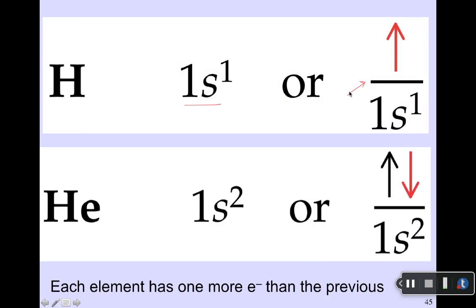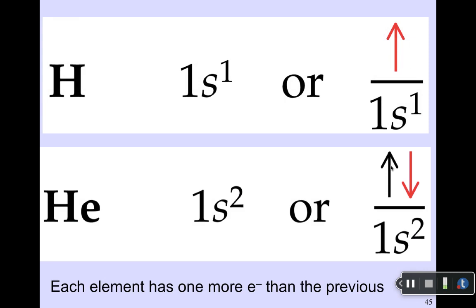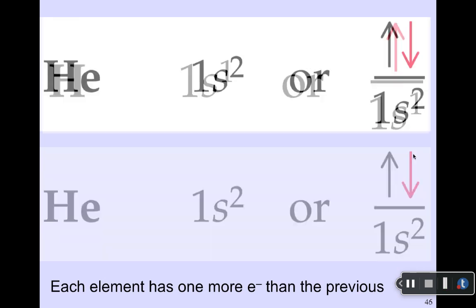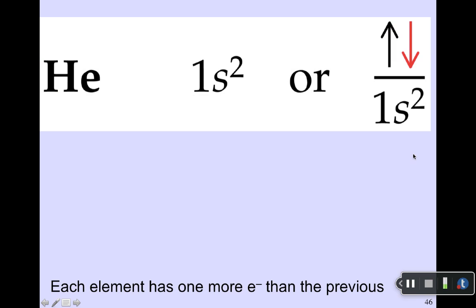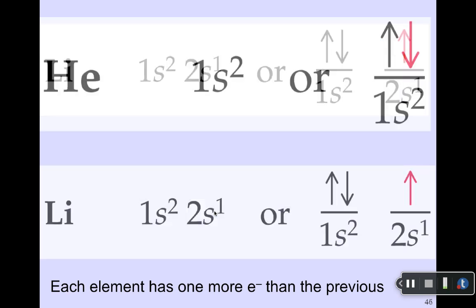Each element has one more electron than the previous, so the next element becomes helium, and it's going to have a second arrow to pair up with the first arrow, and that gives you the 1s2 notation with 2 electrons in it. So 2 electrons, 2 arrows. After helium, of course, will come lithium with 3 electrons, and so 1s2, 2s1.